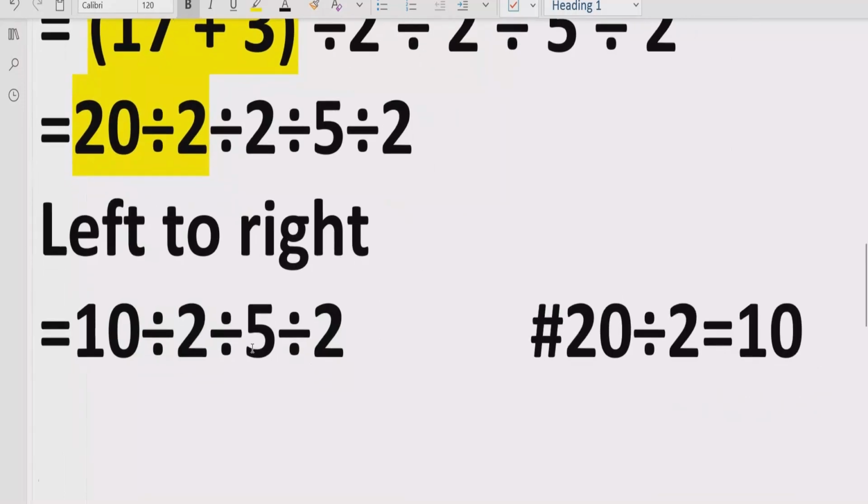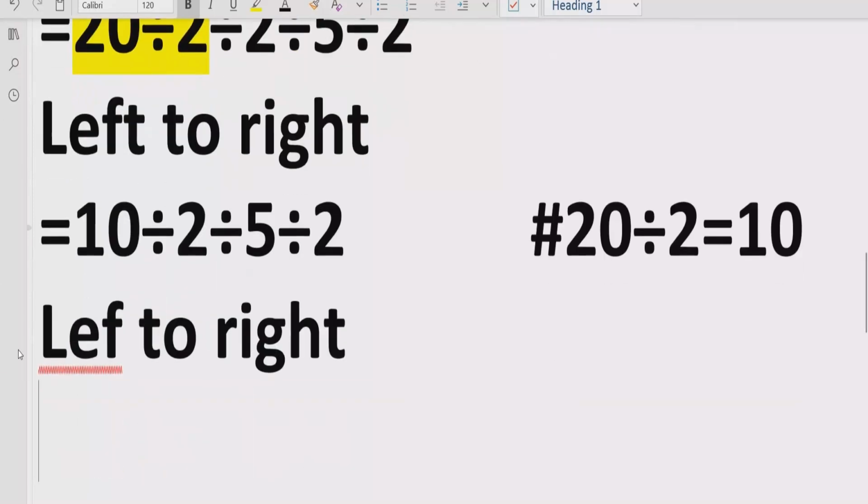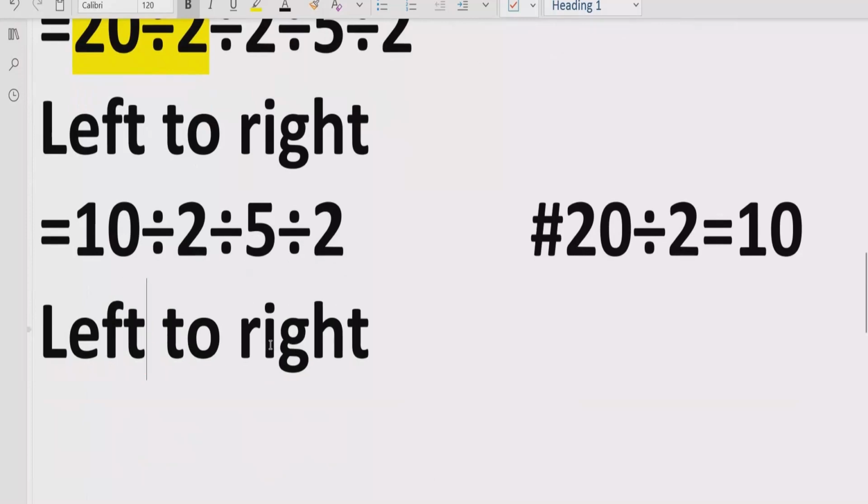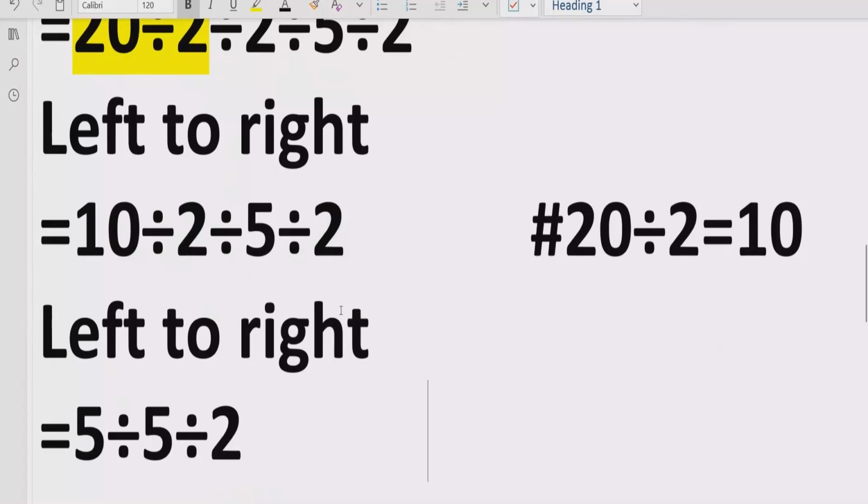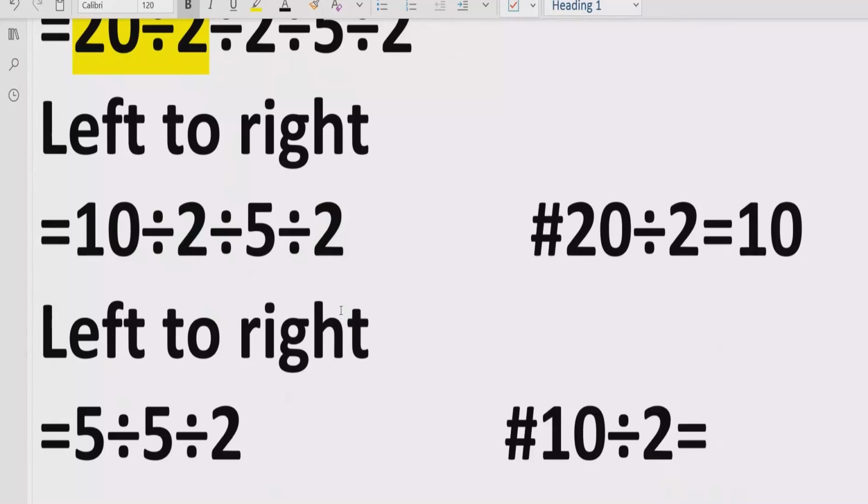Now move forward. Again, we have to go left to right in this expression and find out which is coming. Now this time we have 10 divided by 2. It becomes 5 and divided by 5 and divided by 2. We will write here as it is. And here we have to give the reference: 10 divided by 2 equals 5.